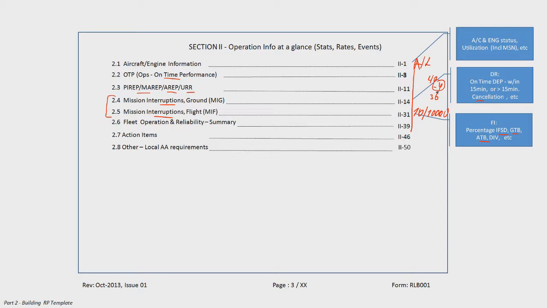We need to answer the question, is this too high? Are we within acceptable level? It might not be, when we have 4 cancellations or not. We need to answer questions, is it within acceptable level if we have 10 in-flight shutdowns or not. Fleet operation reliability information summary. Here we are building a table where we put all this high-level information. Okay. Action items, other local aviation authorities requirements.